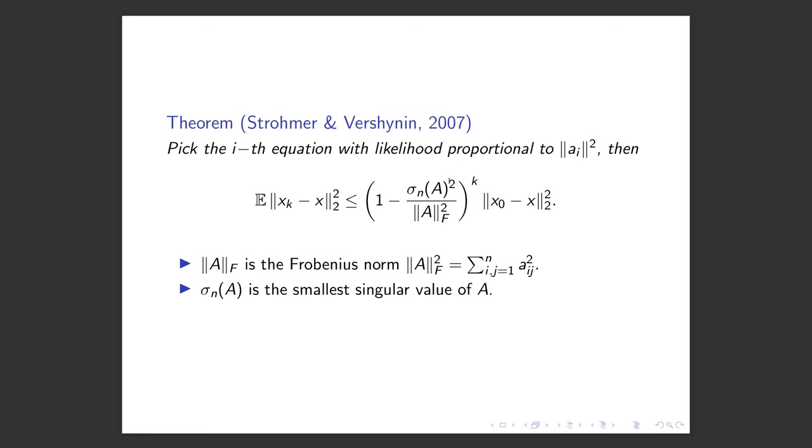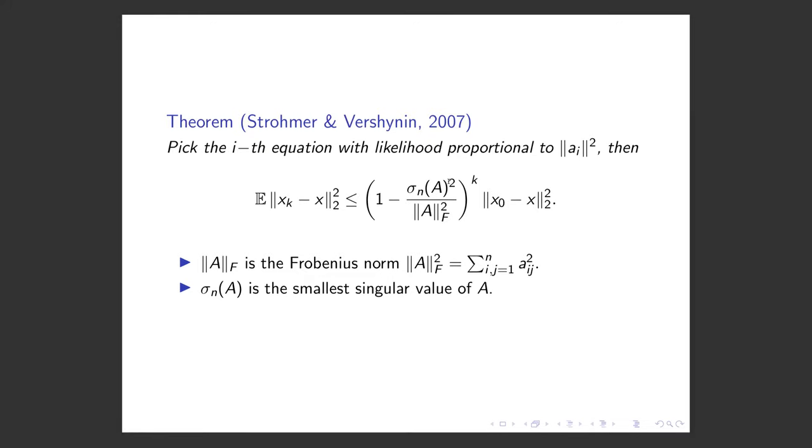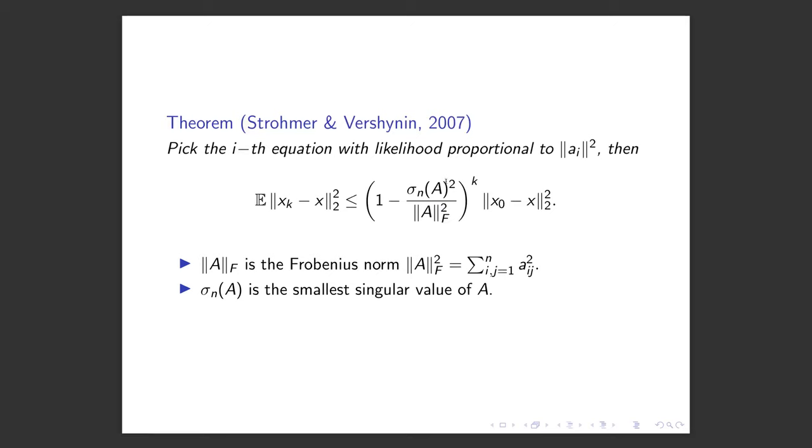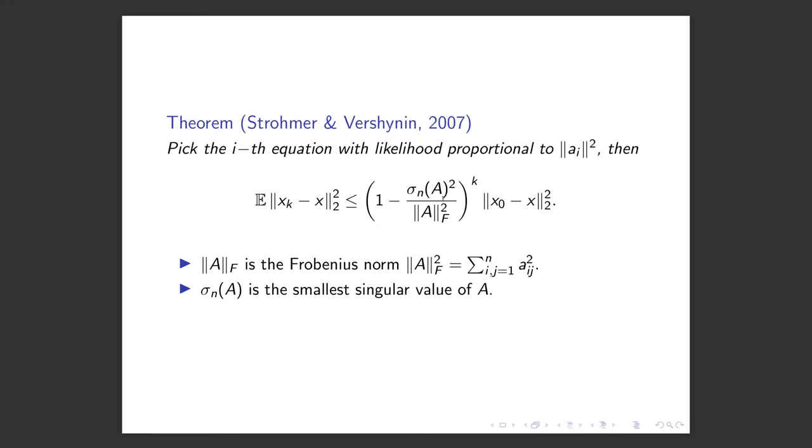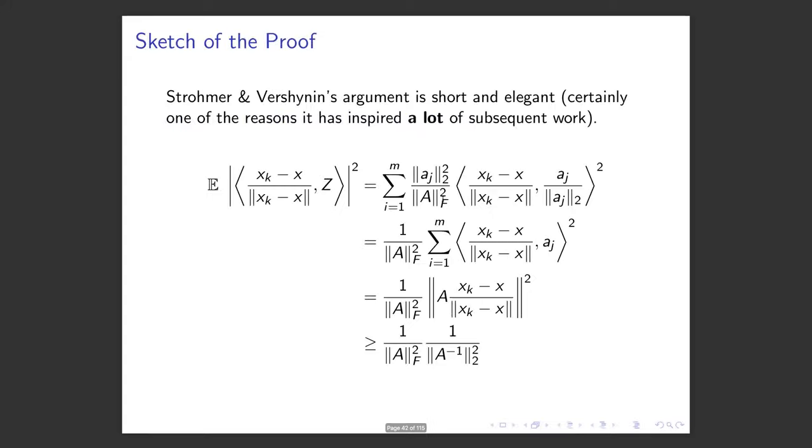Which is sort of fun because you get exponential convergence. The downside is, of course, this quantity is often very, very close to one. So it's less than one, and you get exponential convergence, but 0.999 to the kth power decays quite slowly. And the question is how to speed this up.